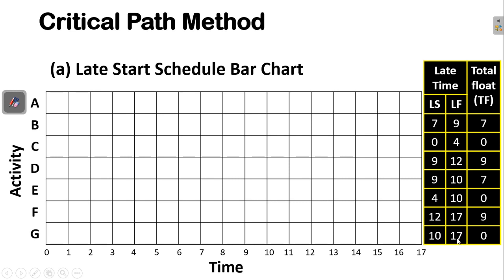Remember, the late start time is computed using the backward method. So plotting the late start schedule, or the late schedule bar chart, basically we start in the same way as we computed this information. So we'll start from the bottom, that is for activity G here.